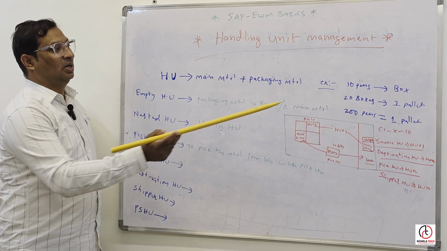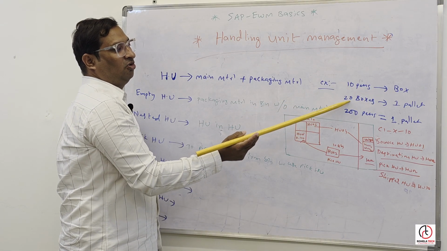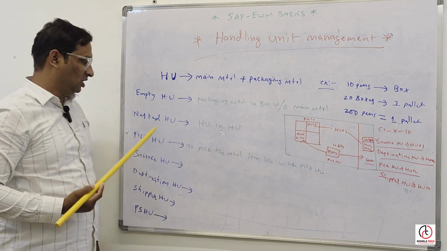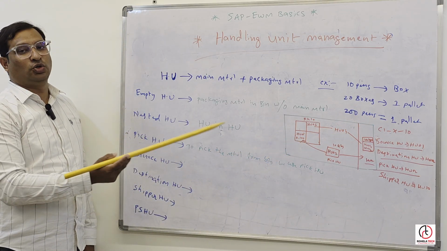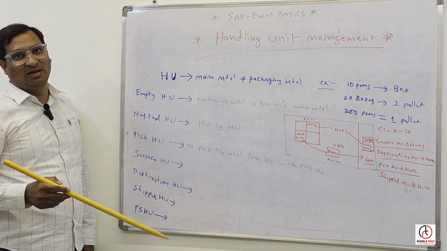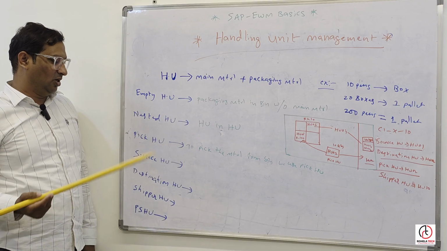Nested HU. Here 10 pens are packed in a box, and those 20 boxes are again packed in a pallet. So this pallet we call a nested HU, because it is an HU in an HU: the box is also an HU, and that box is already packed in a pallet. So nested HU means handling unit in handling unit.